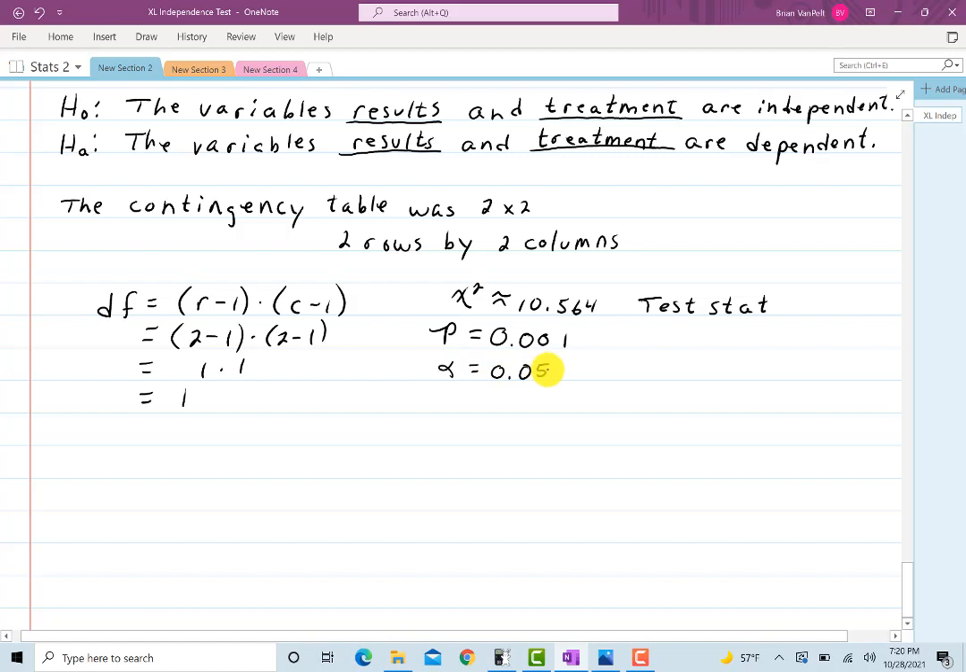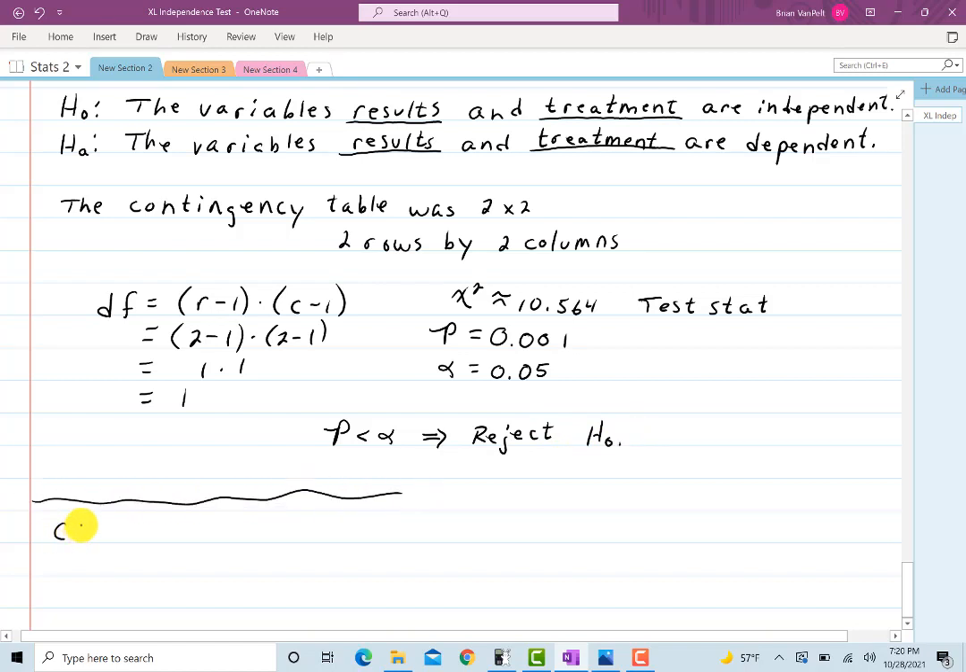Well, it's quite clear that P is a lot smaller than alpha. P is smaller than alpha, so we reject H naught.